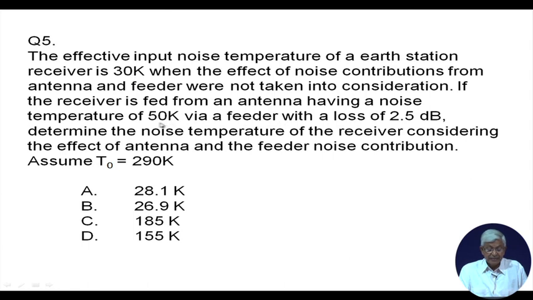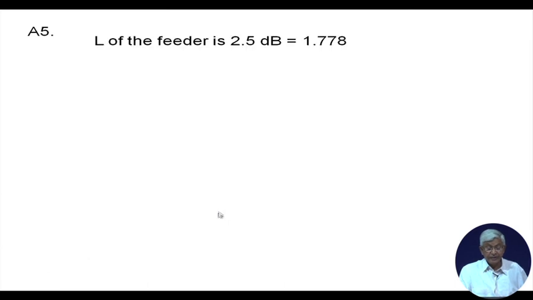Now, that antenna is receiving the noise, antenna noise temperature is 50 K, and then there is a loss which is 2.5 dB. So, there will be contribution from the noise temperature which is coming from the antenna, and there will be contribution which is given by the feeder loss, and then that has to be added with the receiver noise temperature. Then we will get the total noise temperature, for which 4 options are given. Let us see which option we get.